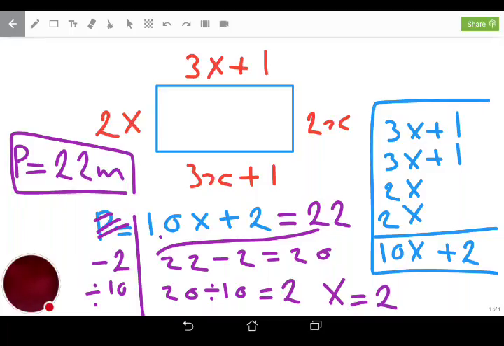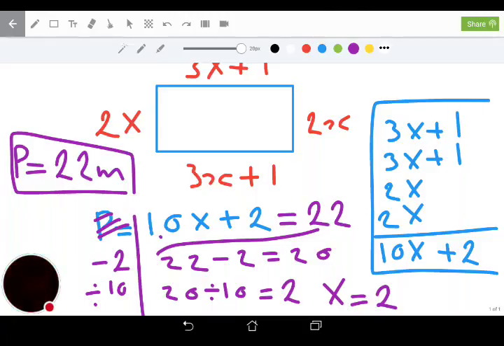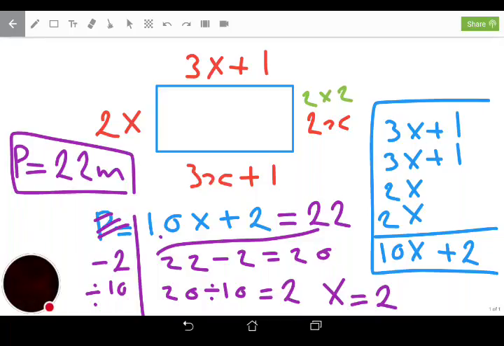So what they might require you to do is then go back to your original equation and sub in the values to see if it's correct. So I'm going to check whether this is correct. If I had 2 times 2, for example, that would be the same as 4. So this side here and this side would be 4. So in total, them two sides would be 8.